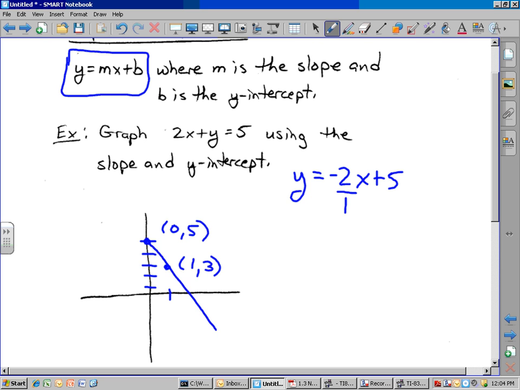Once you have 2 points, you can draw a line. If you wish to have a third point, you can do that. Instead of going down 2 and right 1, we can write the slope as 2 over negative 1, which means we could go up 2 and left 1. Usually 2 is enough, but if you want 3, that's fine too. Any questions on slope-intercept form?